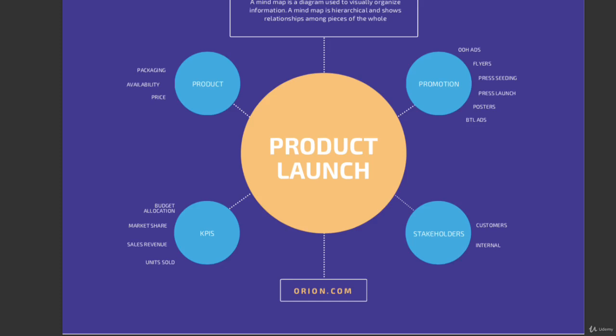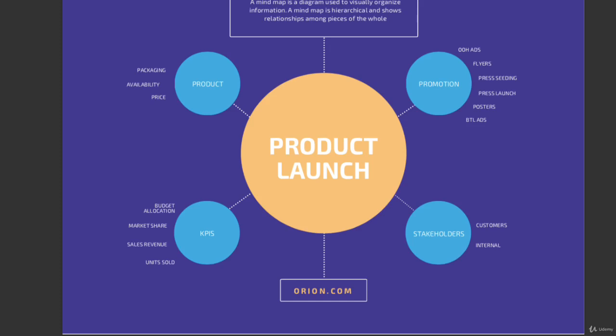Now, of course, the blue dots, the blue circles, these are the branches. Product, is it related to product launch? Yes, it is. KPIs, is it related to product launch? Yes, it is. Stakeholders? Yes, it is. Promotion? Yes, it is. These are all related to product launching.